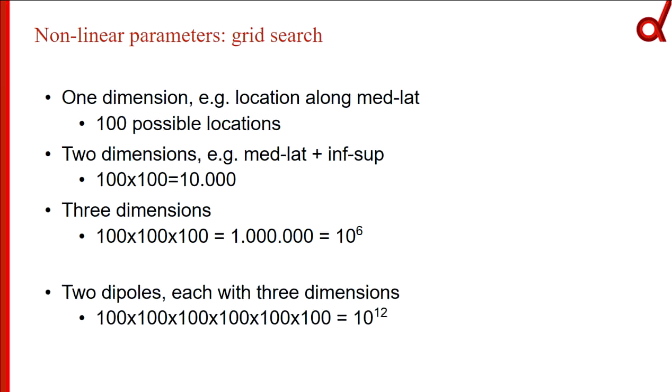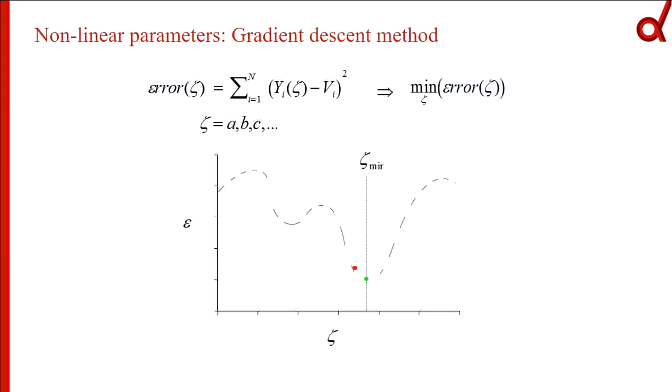Now we're looking for two sources. So basically we have this squared, so we have 10 to the power of 12. And if every computation takes 1 millisecond, we have to wait for 32 years. That's not good. So what we then do is a very coarse grid search, as you see here. For each of these black dots we can compute it, and let's assume we ended up with the red point. We know red is not the perfect point, because we want to get to the green one. How do we get there?